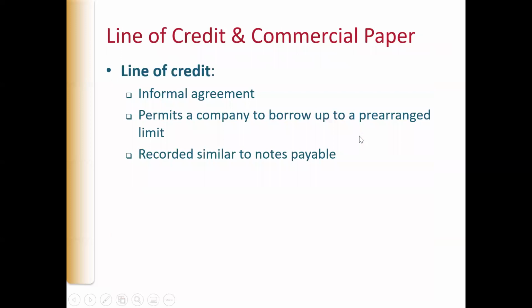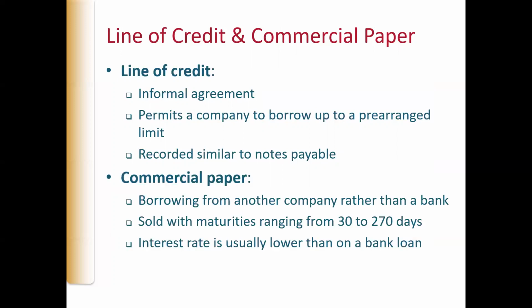Okay, so now there is something called a line of credit. This is another type of current liability. A line of credit is an informal agreement, usually with a bank, where it allows a company to borrow up to a certain amount. It's all been prearranged. It's similar to a notes payable.